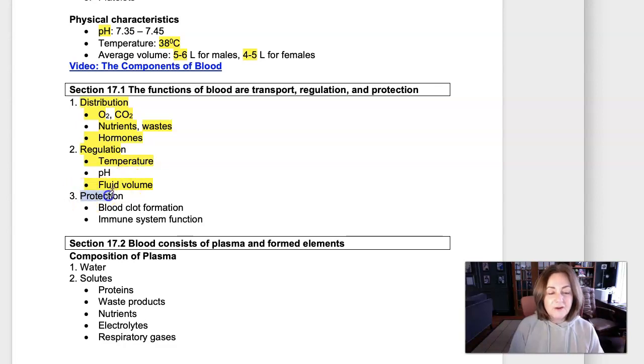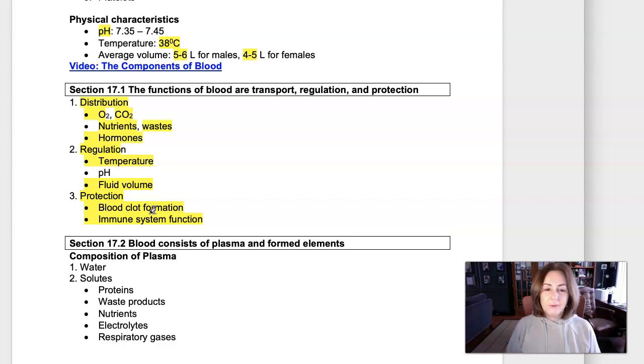And then protection is another major function with two important roles. Blood clot formation, because we do have a finite amount of blood. We don't have an infinite amount of blood. And so if we spring a leak, you have to plug that up, and that's a blood clot. So we'll talk about that this week. And also white blood cells phagocytize foreign invaders, pathogens. And so that is very protective for us. So overall, these are the functions of blood.